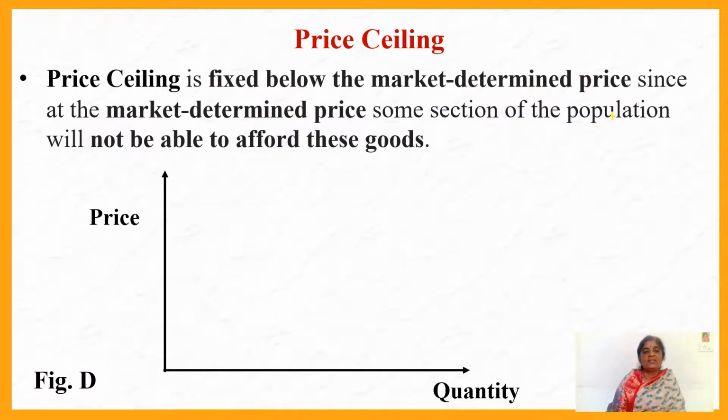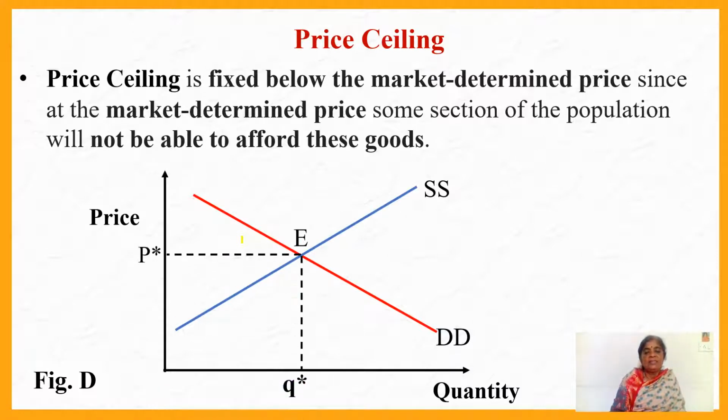Always this upper limit is below the market determined price, because you can see in this diagram, this is the demand and this is the supply curve. This is the equilibrium price P star and the quantity Q star. This P star is determined by market forces, because demand and supply are the market forces. Due to the interaction between demand and supply, equilibrium is automatically determined. That equilibrium is E. At the market determined equilibrium, price is P star and the quantity is Q star. But this P star is very high for the consumers.